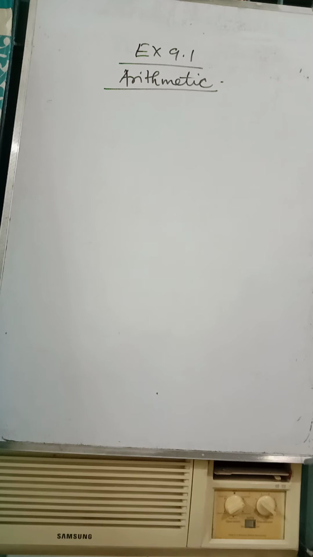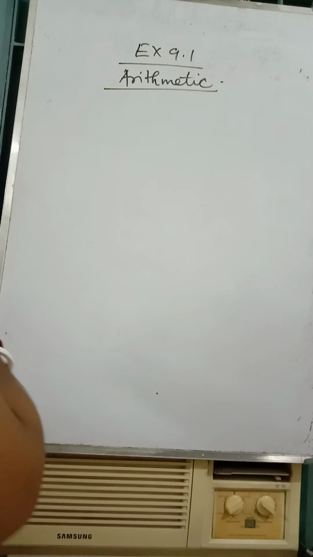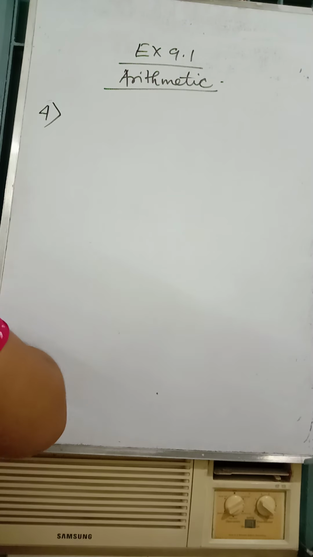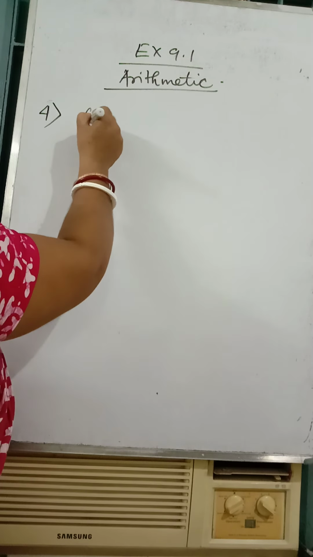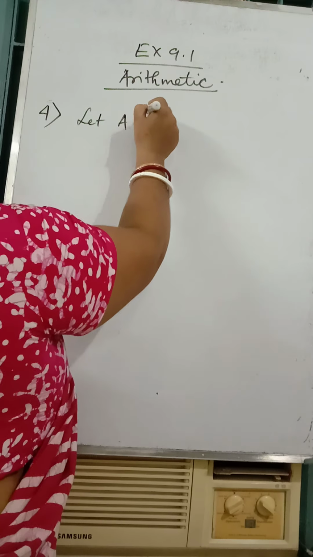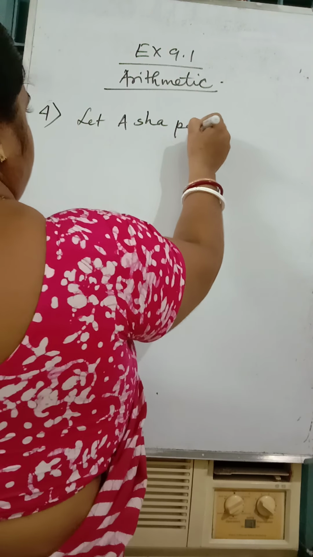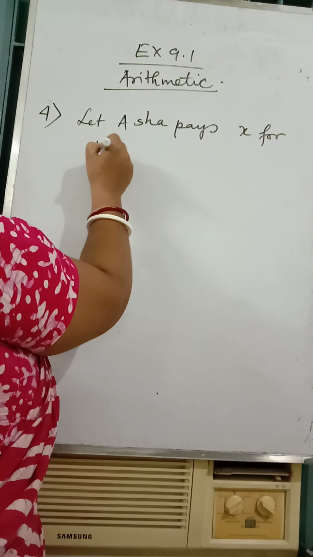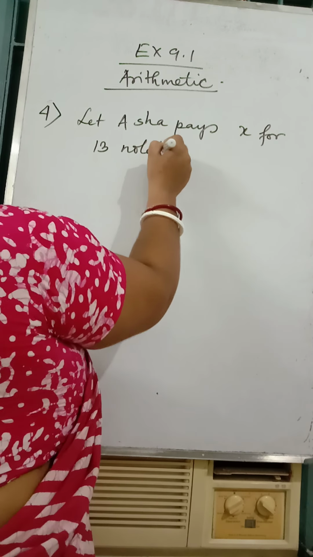Look at question number 4. Here we are going to make boxes for these sums. It says Asha purchased 7 notebooks for ₹91. How much will she have to pay for 13 such books? So let Asha pay X for 13 notebooks.